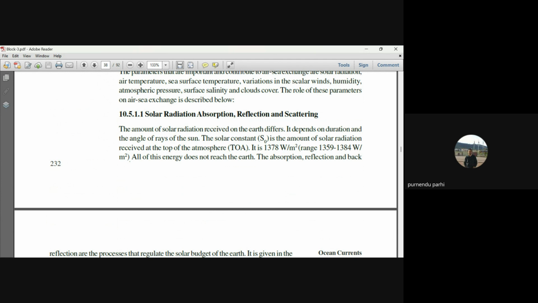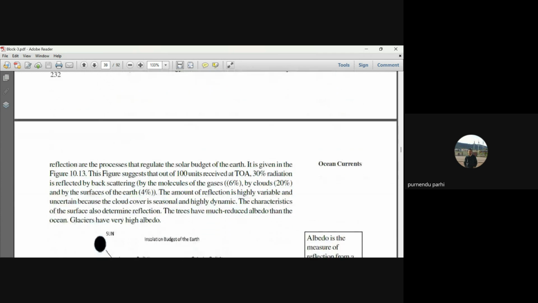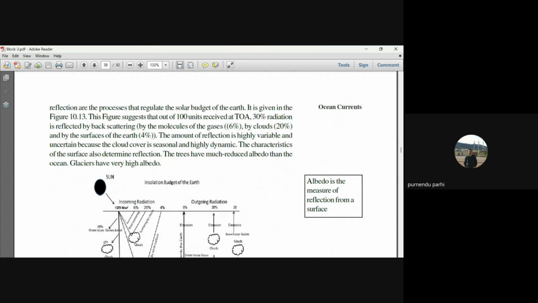Solar radiation: absorption, reflection, scattering. The amount of solar radiation received on Earth differs. It depends on duration and the angle of the rays of the sun. The solar constant S0 is the amount of solar radiation received at the top of the atmosphere. It is 1378 W per meter square. All the energy does not reach the Earth. The absorption, reflection, and back reflection are the processes that regulate the solar budget of the Earth. It is given in figure 10.13.